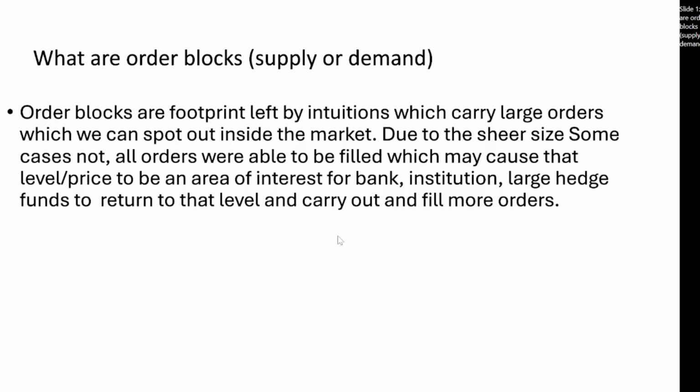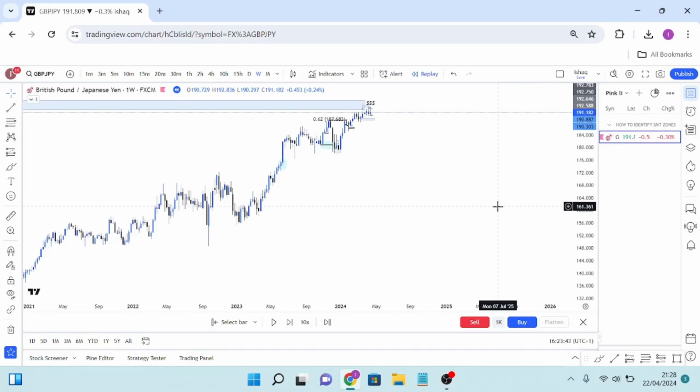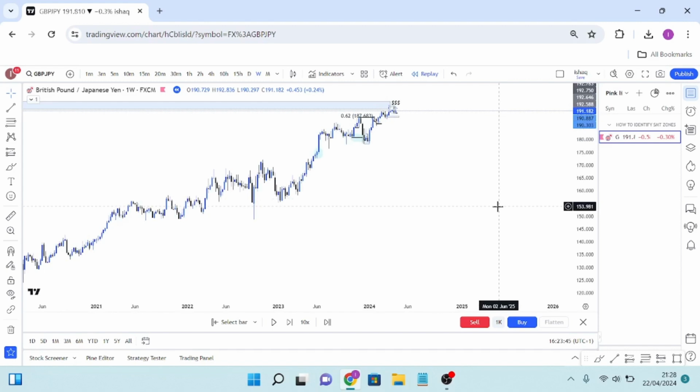Okay, now we're going to go into the trade breakdown of GBP JPY. Now we're going to go into trade breakdown. Always at every single point, straight away go to what I call the higher time frame, the power of higher time frame. Go into the higher time frame.